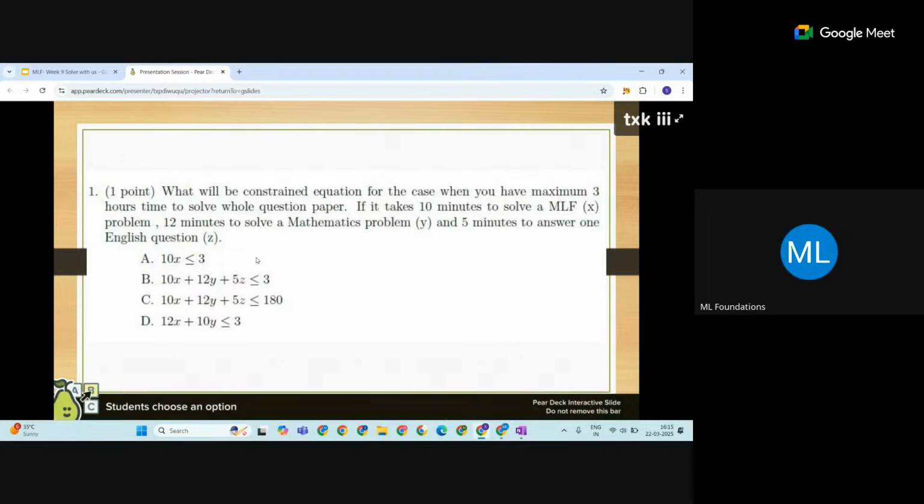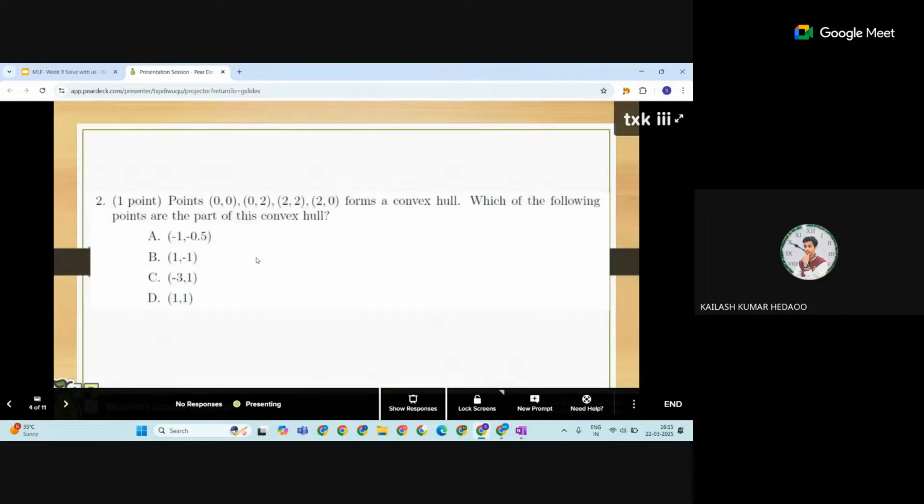Let's do the next problem. Does anyone have any doubt? So the C option is the correct option. Anyone have any doubt on this? No, sir. Okay, let's do the next problem.